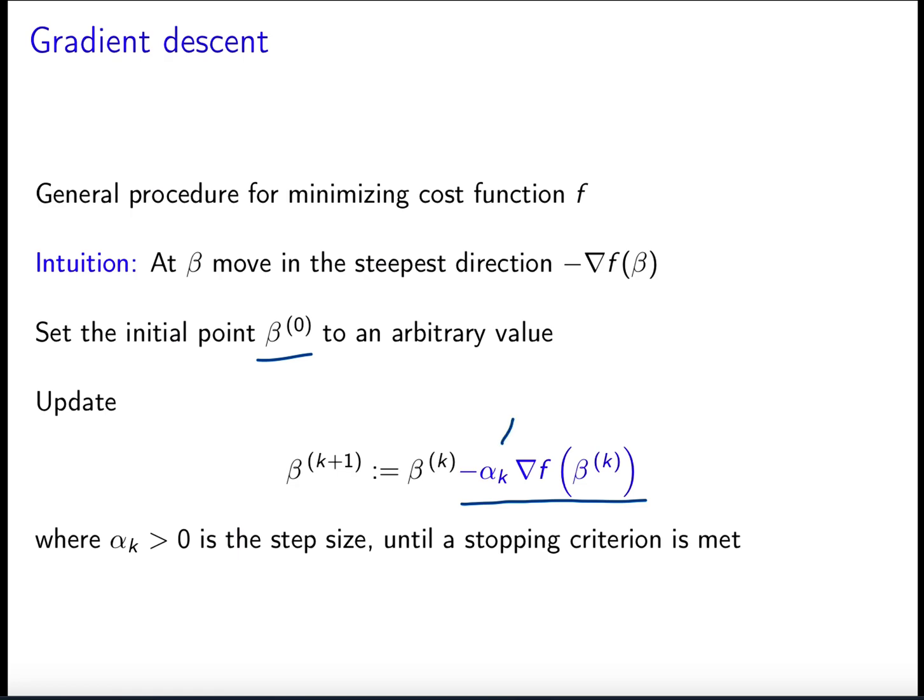This alpha k here is a step size which you can change as the iterations proceed, or you can keep fixed, it depends. Usually you wait until a certain stopping criterion is met. For example, the gradient becomes very, very small, or you don't make much progress anymore, and then you stop, and that's where you have converged.